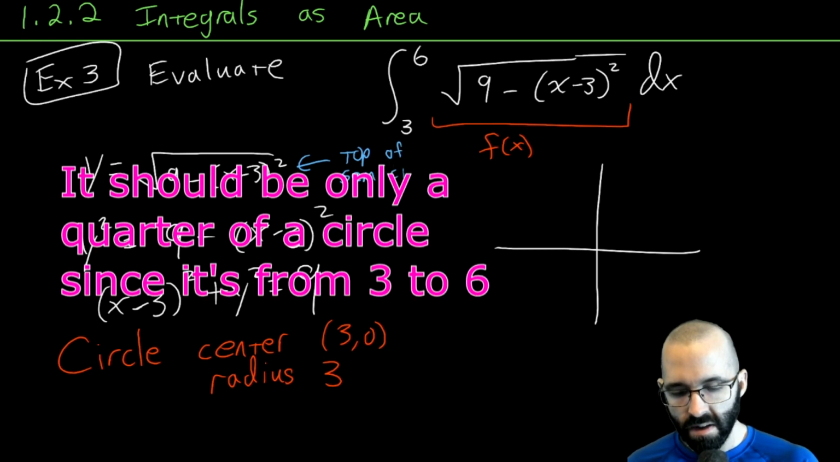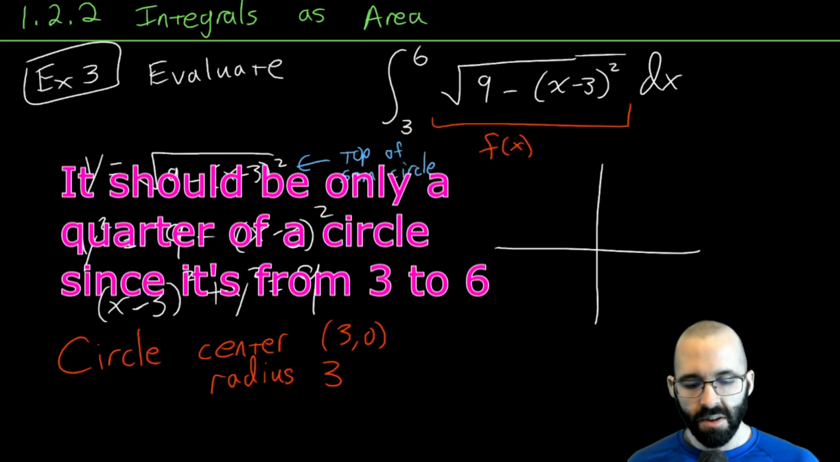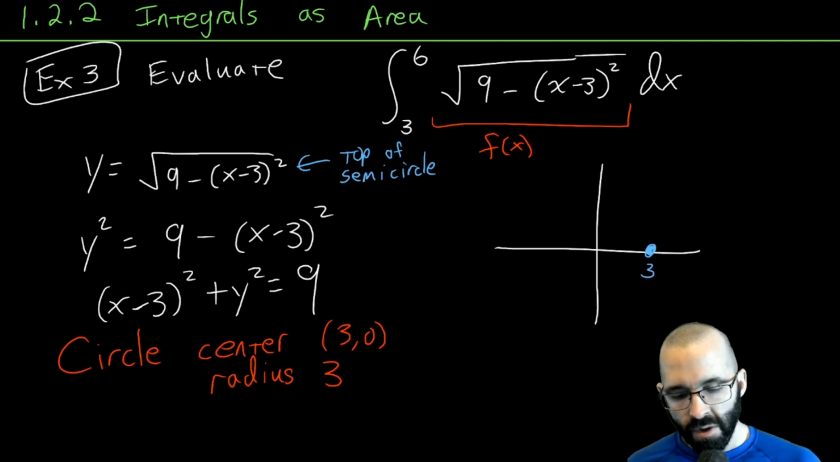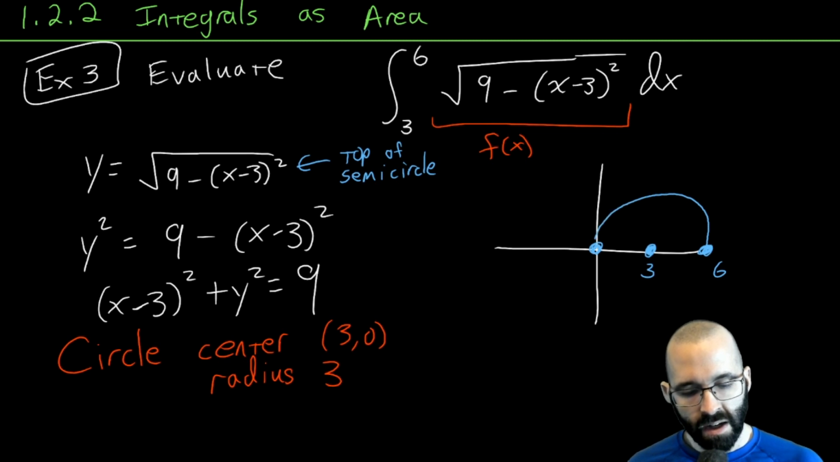But still useful. So the center is at (3, 0). And the radius is 3. So this is one side. The other side is going to be at 6. And the radius is 3, upper half of a semicircle. So this is 3, right? This is 3. Semicircle, we're just looking at the area.